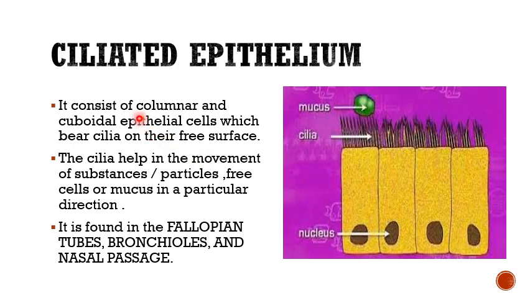It consists of columnar and cuboidal epithelial cells which bear cilia on their free surface. The cilia help in the movement of substances, particles, free cells or mucus in a particular direction. It is found in the fallopian tubes, bronchioles and nasal passage.